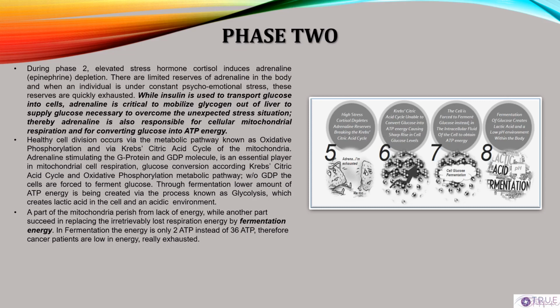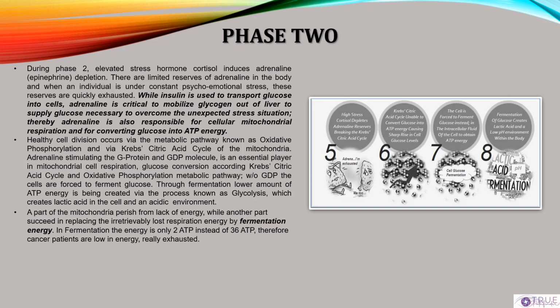We have limited reserves of adrenaline in our body, and when we are under constant psycho-emotional stress, these reserves become exhausted relatively quickly. While insulin is used to transport glucose to the cells, adrenaline is critical for the mobilization of glycogen out of the liver to supply the glucose necessary to overcome the unexpected stress situation. And thereby adrenaline is also responsible for cellular mitochondrial respiration and for the all-important conversion of glucose into ATP energy.